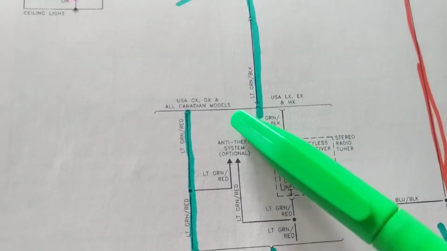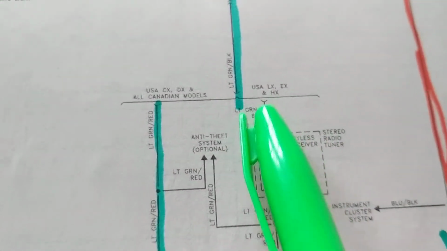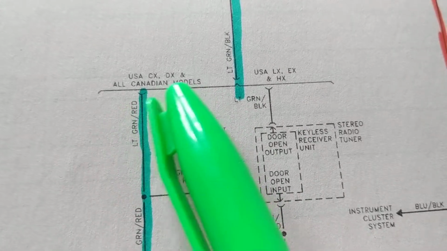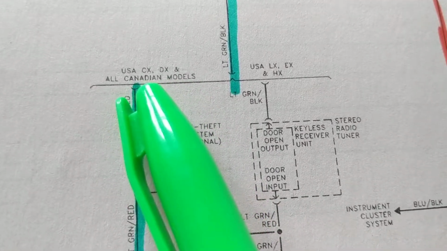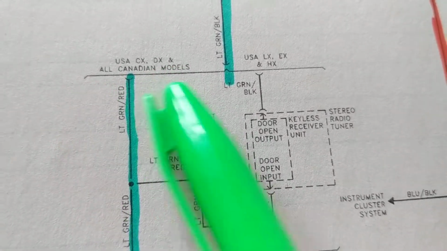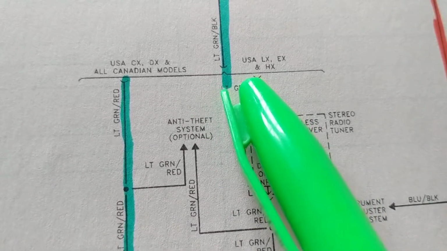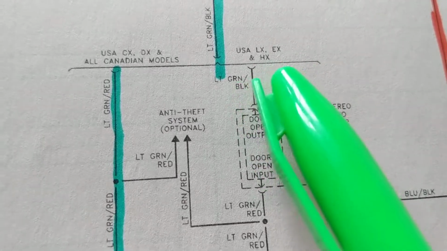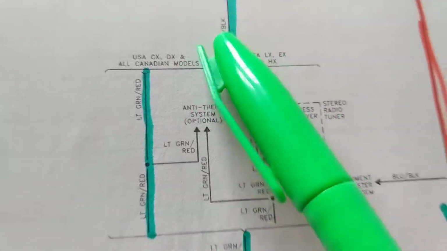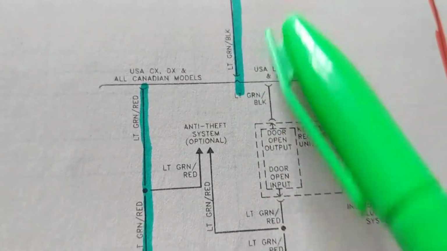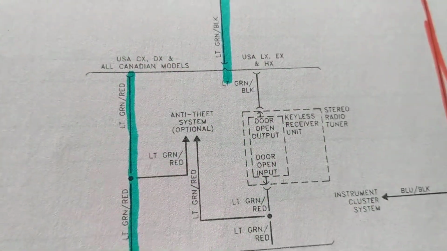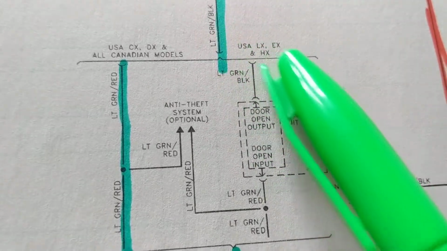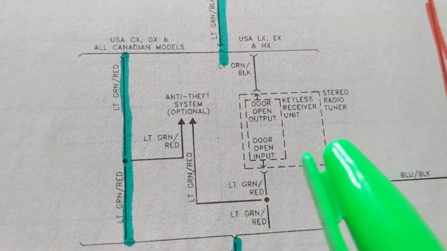We follow this path again. Now, if you notice, this is the only thing that's a little different. USA over here, these are the models that it starts with. Usually it starts with CX, DX are the models, and all Canadian models. USA, LX, if you have LX something, EX something, or HX something, you'll follow this path. If you have Canadian cars and USA cars, you'll follow this path. If you have USA starting with LX, EX, and all this, you start this path. That's all it is, okay?